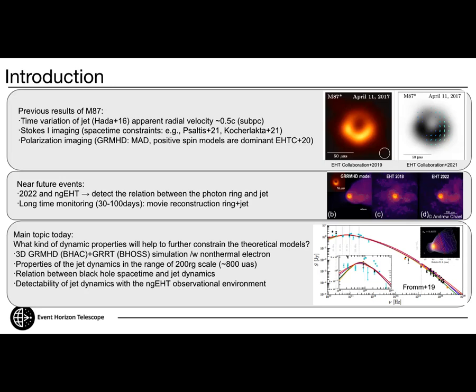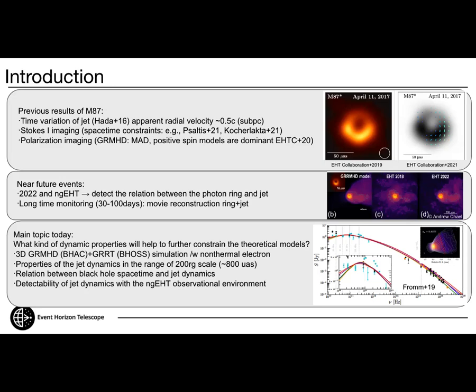Can we constrain the black hole parameters, such as the black hole spin, inclination angle, and the magnetic field, by especially focusing on the dynamical property of the jet in the vicinity of the black hole?